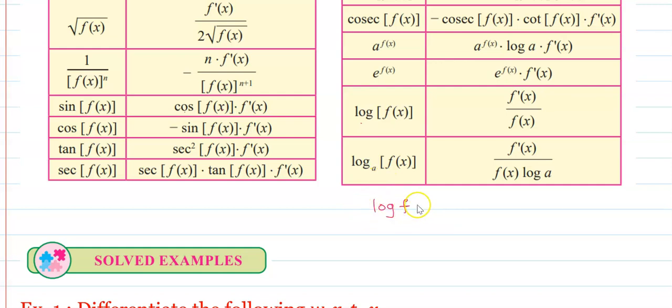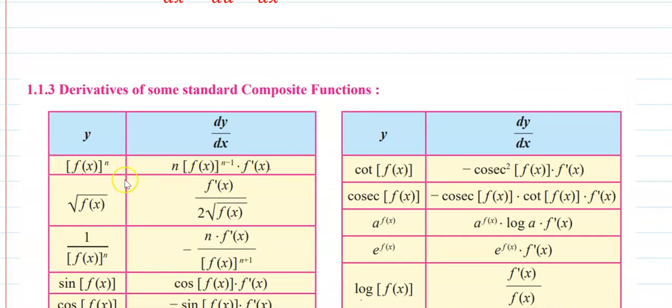as I told you earlier, log of f of x upon log of a. Again, the derivative of log of f of x is 1 upon f of x. And the derivative of f of x is f dash of x. Here in the bracket, we have written f of x instead of x.